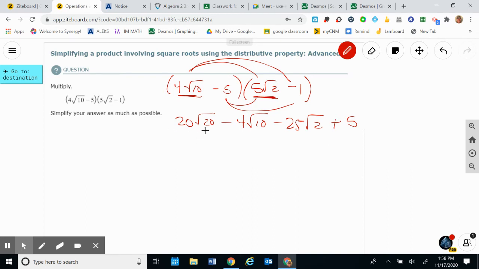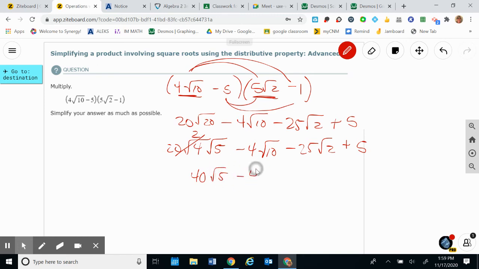Now it might be tempting to try to figure this out. 20 is divisible by 4, which is a perfect square. But the square root of 10 can't be broken up. There's nothing that goes into 10, so we have to leave it. And we can't do anything with these numbers. You can't add them together. They're not like terms. But this one will simplify. So we get 40 root 5 minus 4 root 10 minus 25 root 2 plus 5.